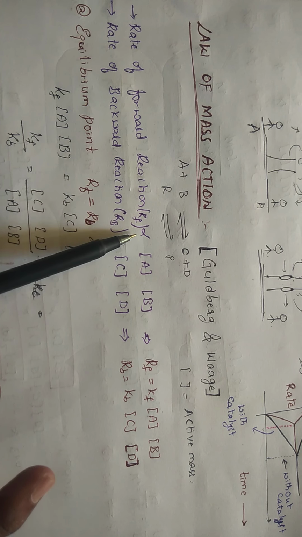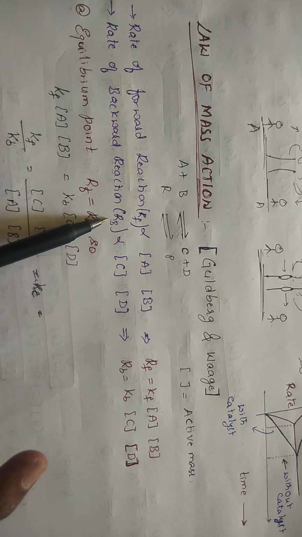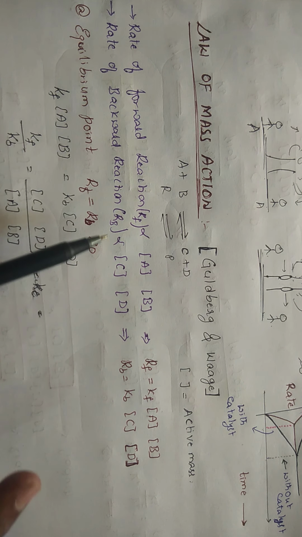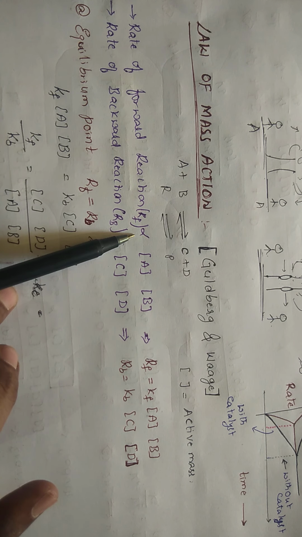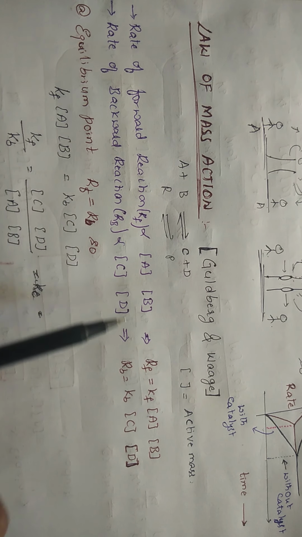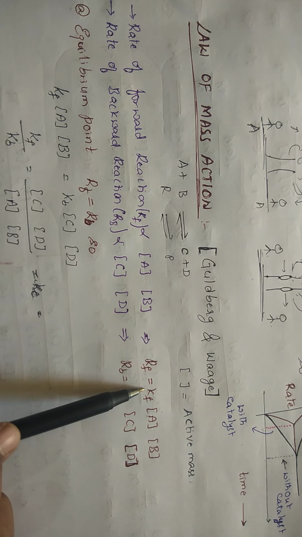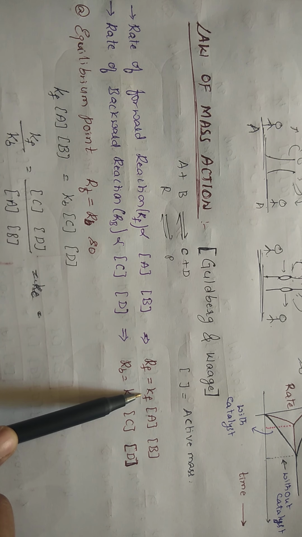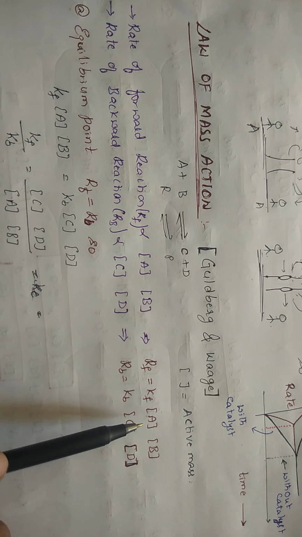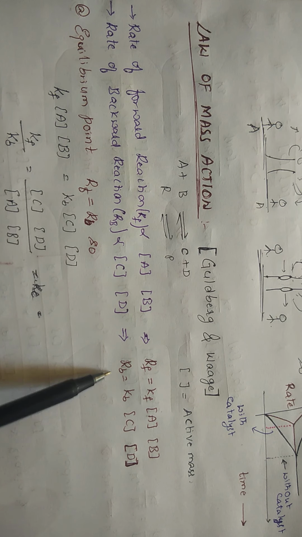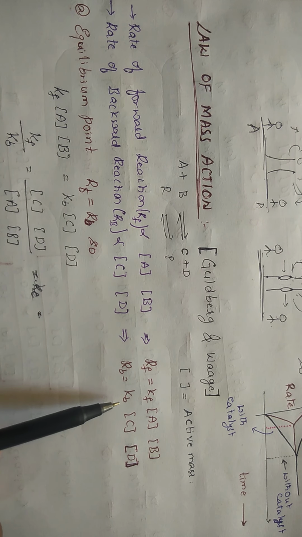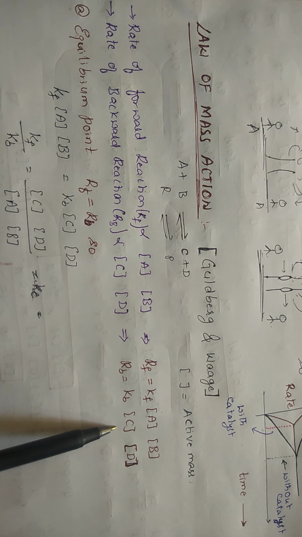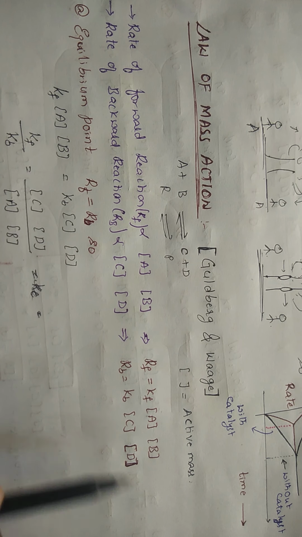So the forward reaction depends upon the reactants' concentration. The backward reaction depends upon the concentration of the products. If I remove the proportionality, I keep something constant. So the rate of forward reaction will be equal to Kf, the rate constant for the forward reaction, into the concentration of A and B. For the rate of backward reaction, I am removing the proportionality so I keep Kb, into the concentration of C and D, that is the products' concentration, right?